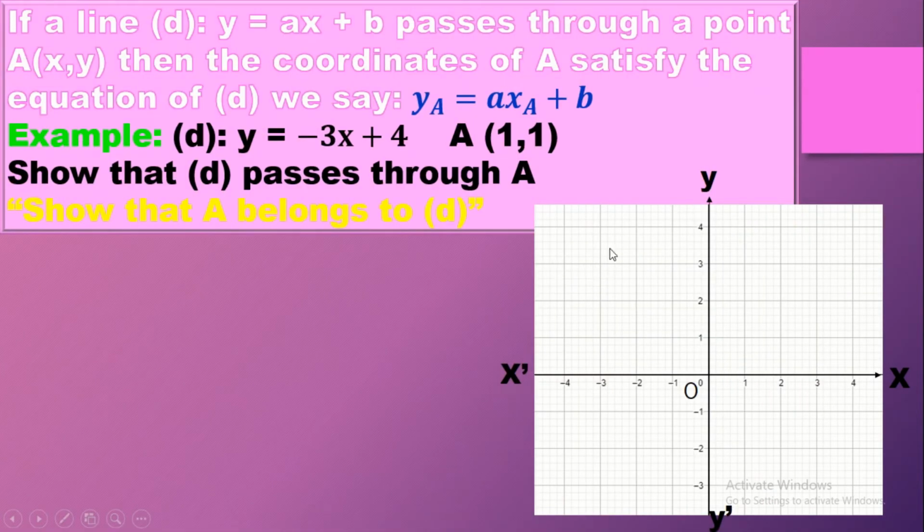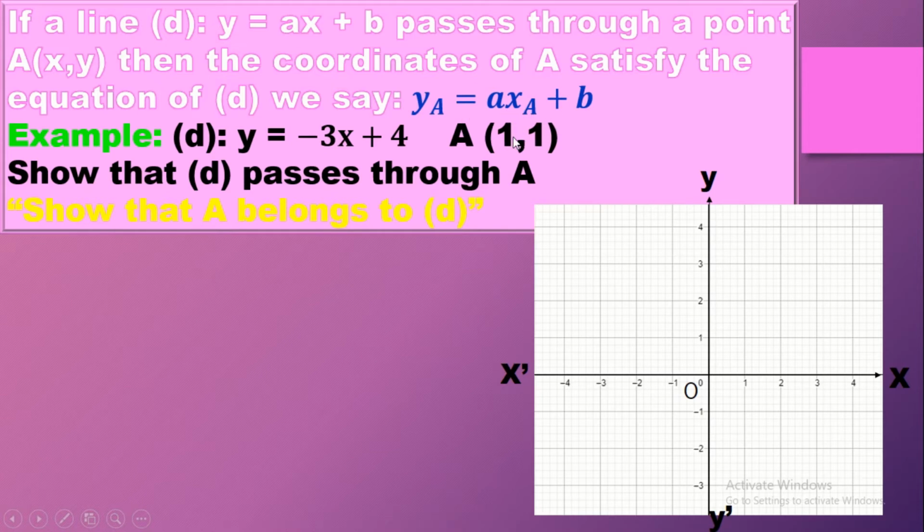Well, we started at the beginning of this video by explaining that points, to be on the same line, should have the same relation between their coordinates, which is the equation of the straight line, as here y equals ax plus b. Points outside this line do not satisfy this relation. As you see here, we have a straight line D of equation y equals ax plus b passing through a point A of coordinates (x, y). We say that the coordinates of A satisfy the equation of D. In this case, we can replace y by ya and x by xa. So ya equals a xa plus b.